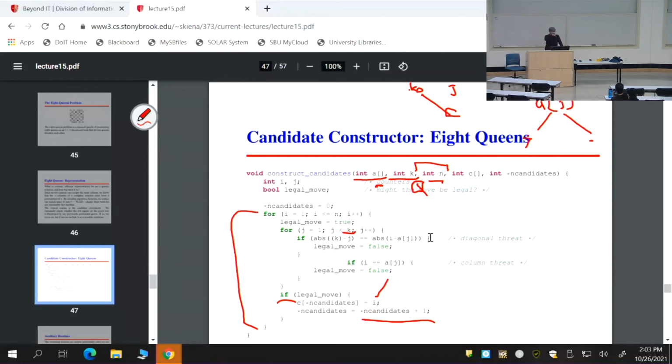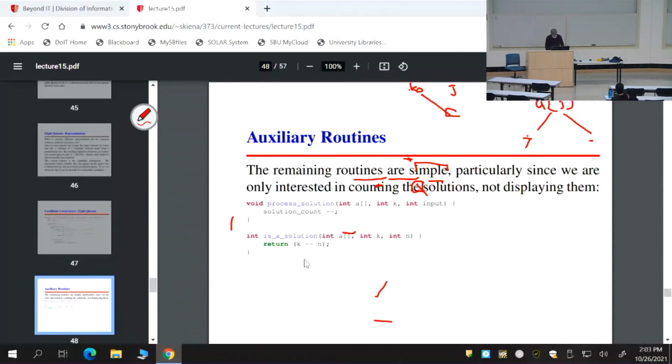We're coming up with all columns that survive on the kth row, based on the k queens that are above it. Any questions? Okay. And when you do that, what is the rest of the routine? Well, the rest of the program is actually quite easy.